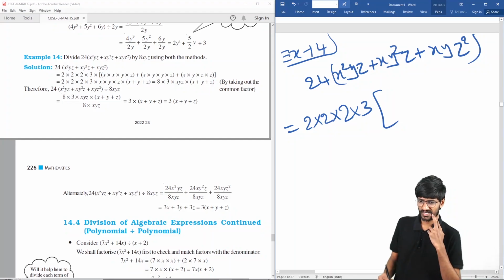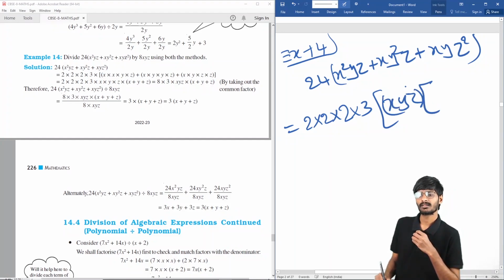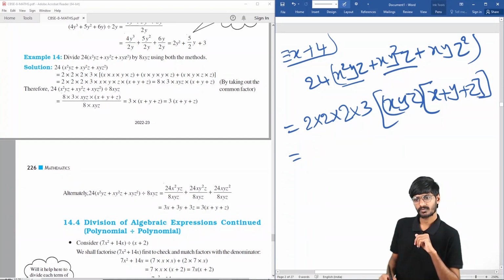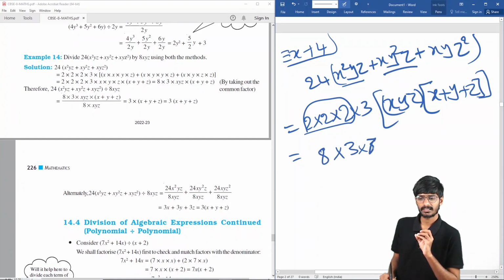In every term there is x, y, z. So we can take x, y, z as the common thing out of all. And what is left here? There is only one x left here. What is left here? Only one y is left here. What is left here? One z is left here. You can write it. So how can you write it? You can club these things: 2 into 4, 4 into 8 into 3 into x, y, z.